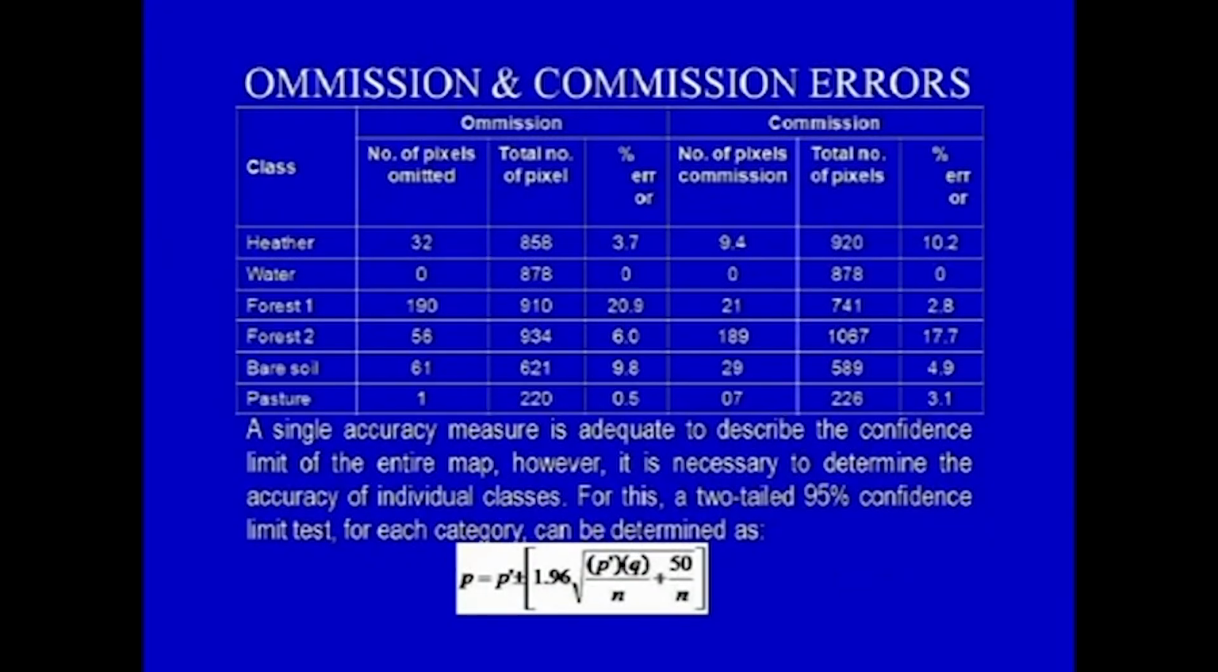This particular table shows the number of pixels omitted and the percentage error of omission and commission for all the 6 classes. For identifying the acceptability of the accuracy for individual classes, a two-tailed 95% confidence test for each category is undertaken by the relationship where p is equal to p dash plus minus 1.96 times the square root of p dash q divided by n plus 50 by n, where p dash, q and n are defined as earlier.